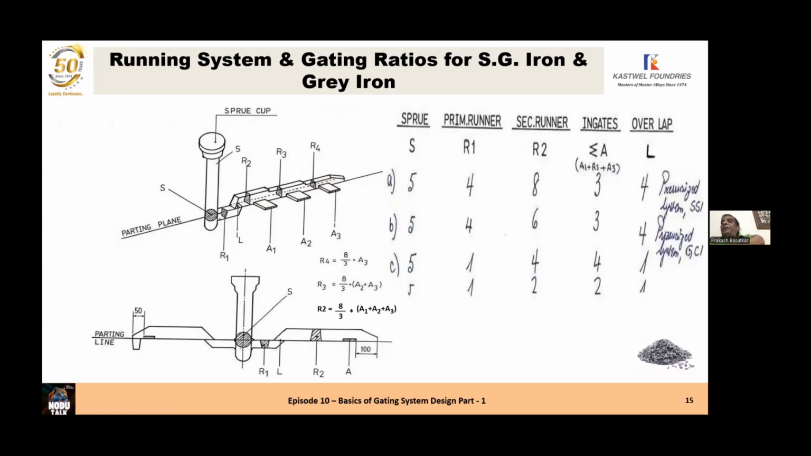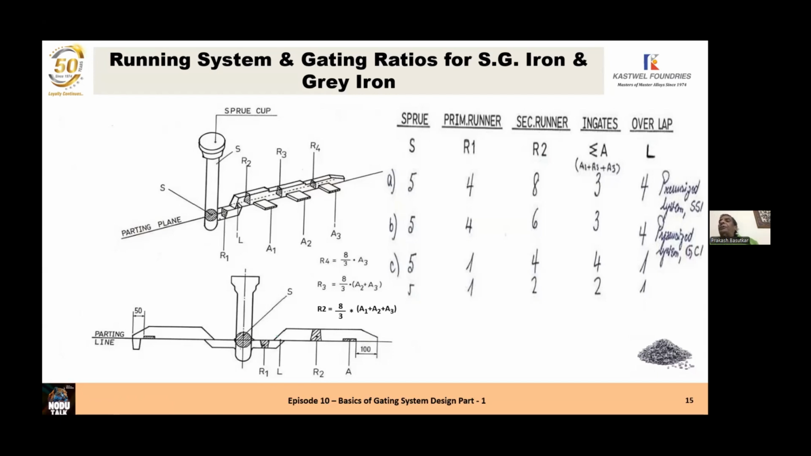R4. To find out the areas of these various runners, we have the gating ratios given on the right hand side. The sprue is indicated as S. Runner 1, the primary runner, is in the drag. Secondary runner R2 is in the cope. Ingates are the total ingates on the runner. And L is the overlap from which the metal is entering from the primary runner into the secondary runner.